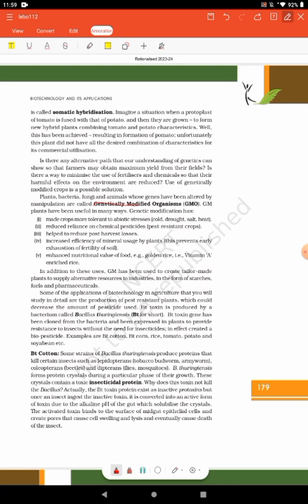genetically modified organisms. What are genetically modified organisms? There are three words in this. In short, you call it GMO. Genetically means you are doing modification or changes in the gene or genome of any organism. Modifying the genome of any organism.